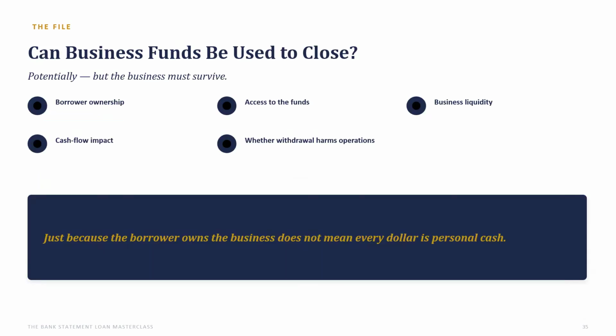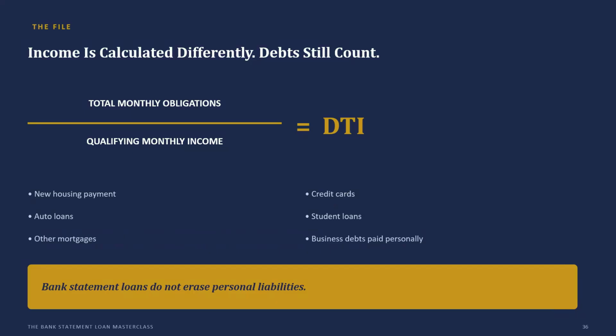Can business funds be used to close? Potentially, but the business must survive, so we need to verify that with the CPA. Just because the borrower owns a business does not mean every dollar is personal cash. Income is calculated differently, but debts still count.